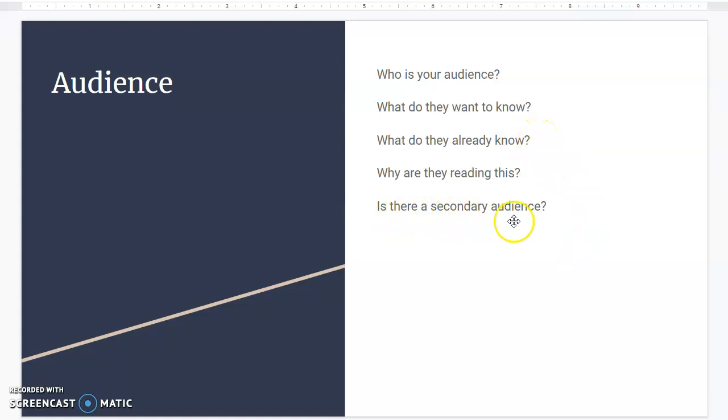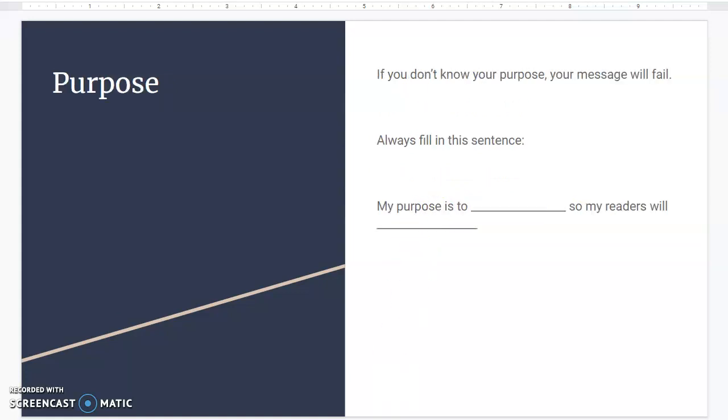Also, you want to consider the secondary audience. Many times the person that you're writing to is going to give this message to someone else. So you need to be aware of if someone else is reading this, who is it? You don't want to go swearing at the bosses if you know this letter is going to eventually end up at the bosses. So it's really important to consider the secondary audience.